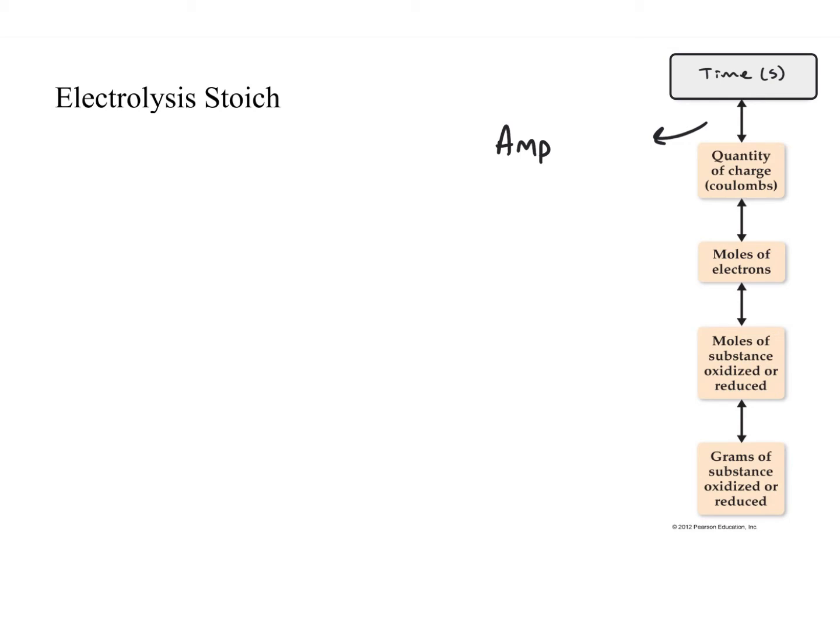Now, amps are coulombs per second. It's basically how many coulombs of charge will be discharged from the power supply per second. In other words, it's a rate of electrical charge transferred. And so, if you know the amperage, you know the coulombs transferred per second.